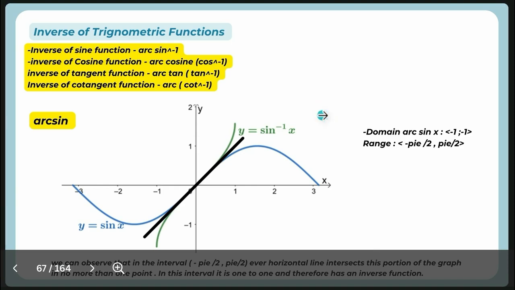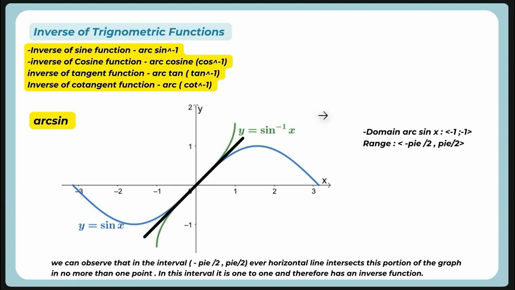So the inverse of the sine function is arc sine. The inverse of cosine is arc cosine. The inverse of tangent is arc tangent. And the inverse of cotangent is arc cotangent.